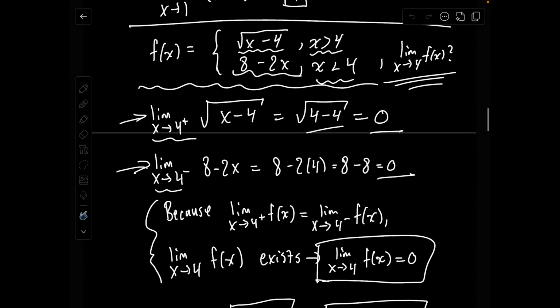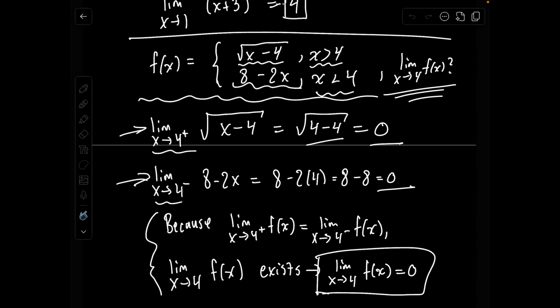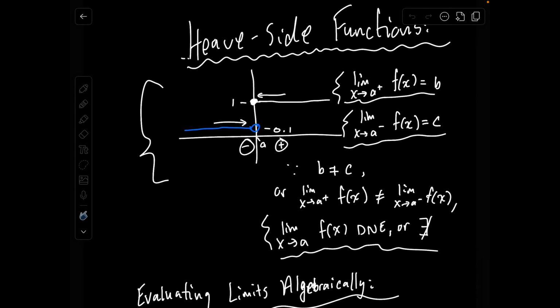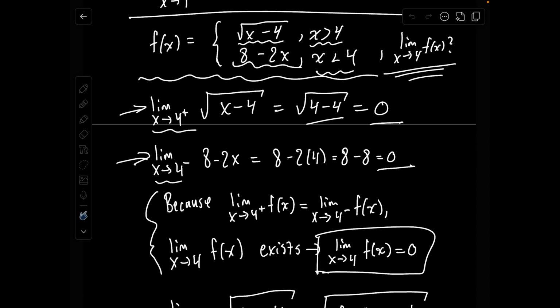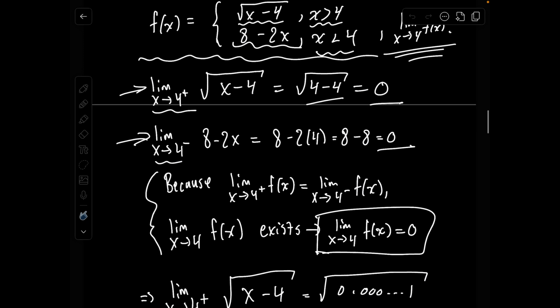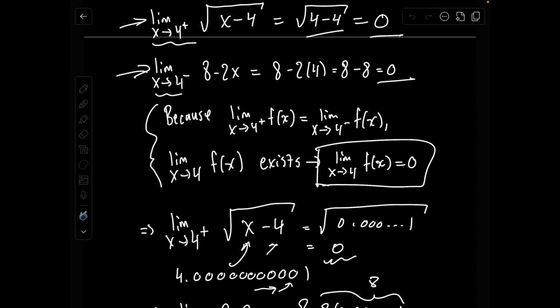If you have a piecewise function, you can also check if the limit exists at a certain point. So we want to find if the limit as x approaches 4 of f of x exists right here. What you can do is recall the Heaviside functions. We want to check if the limit as x approaches a from the positive side is equal to the limit as x approaches a from the negative side. So right here we can just check the positive side. The positive function is the square root of x minus 4, so we can just plug in our 4 and we get 0. We can do that from the negative side as well, and we just plug in our 4 and we get 0. And because these two values are equal, the limit as x approaches 4 of f of x exists, and it actually equals 0.